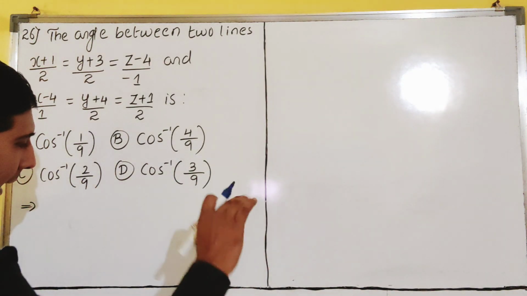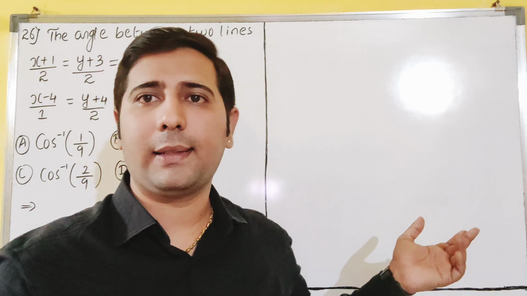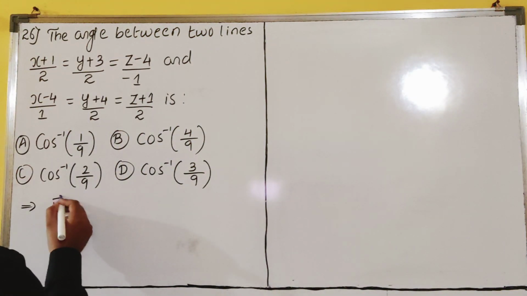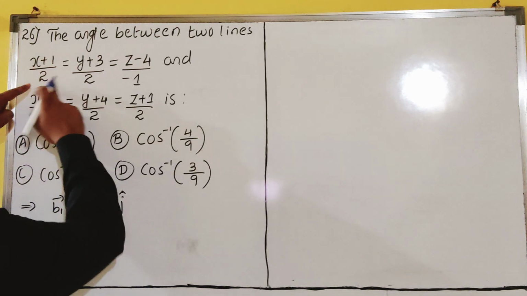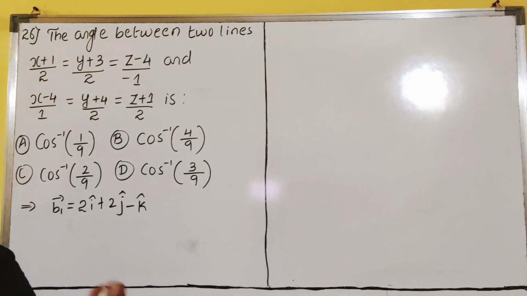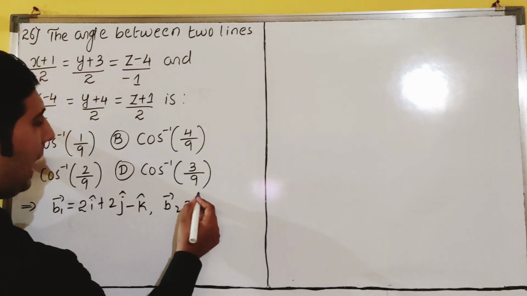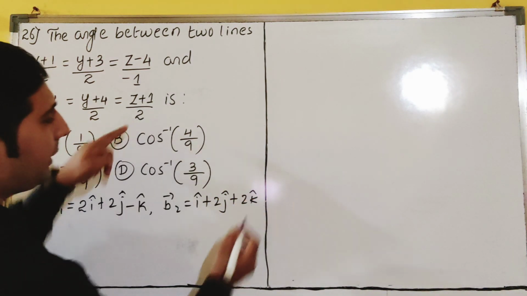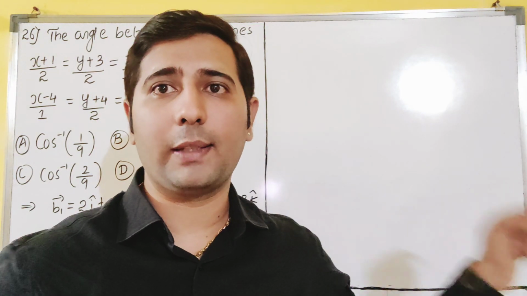These are in standard form: (x minus x1) by a is equal to (y minus y1) by b is equal to (z minus z1) by c. Correct? So now here, vector b1 is 2i cap plus 2j cap minus 1k cap. Understood? What is vector b2? See here: i cap plus 2j cap plus 2k cap. This is vector b2. I will not explain because you already know. I discussed just now what b1 and b2 are.